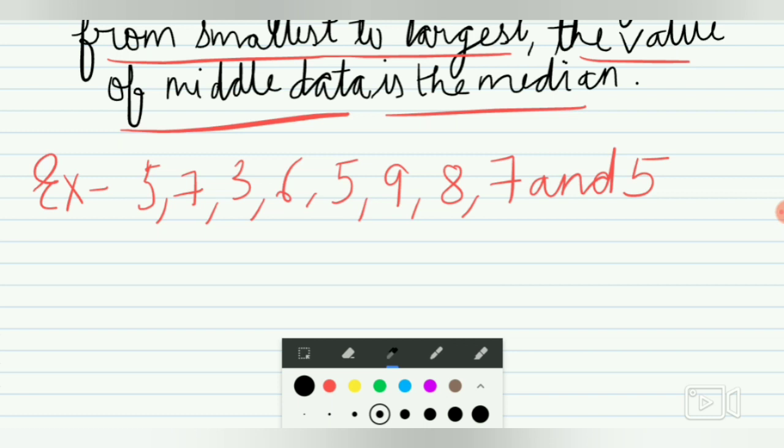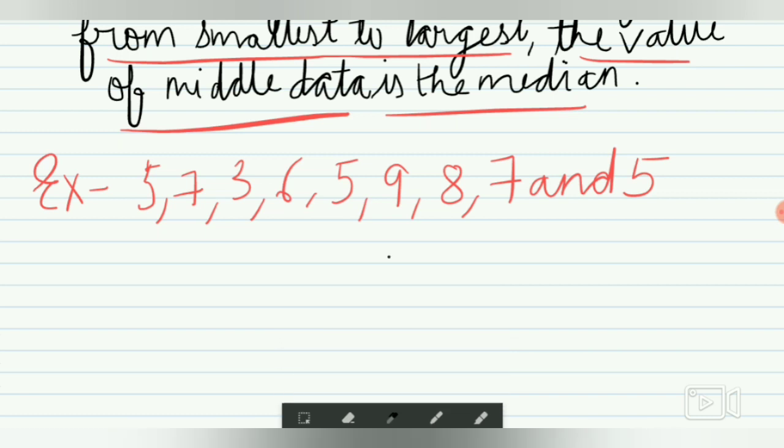Now, one more step you have to add. In mean, you know that we add all the data and divide by the number of values. But in median, there is one difference: first of all you have to arrange the data in order. You can go from the smallest number to the largest number, or the largest number to the smallest number. Let's find the solution.